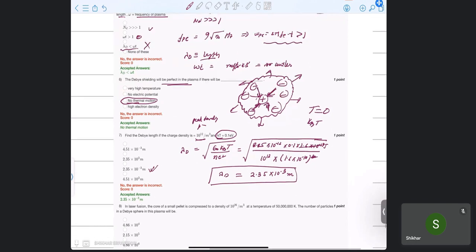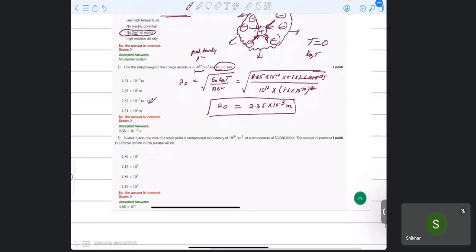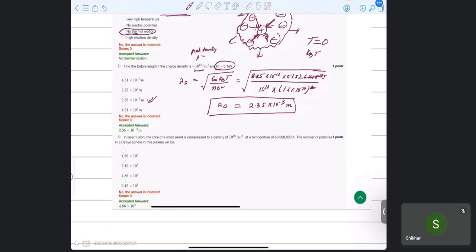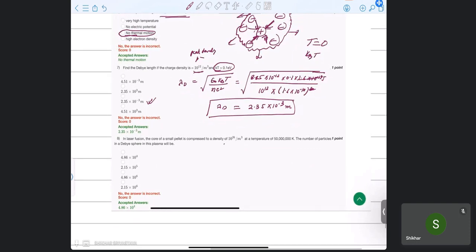So in a sphere with the radius of this Debye length, the test charge will exert its dominance, or this potential will be felt, but outside the Debye sphere it will be shielded. This positive test charge will be shielded, and its impact will not be felt by particles outside the Debye sphere. In a laser fusion, the small pellet is compressed to a density of 10 to the power 26 per meter cube at a temperature of 15 into 10 to the power 6 Kelvin. The number of particles in the Debye sphere is what?